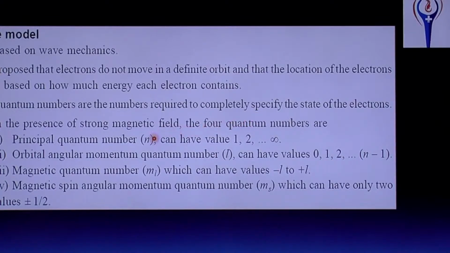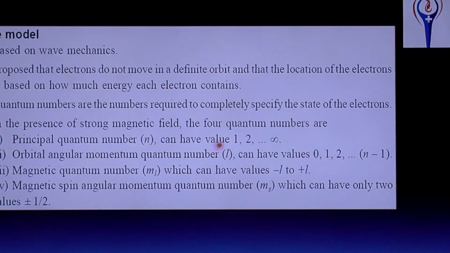The different quantum numbers are, in the presence of a strong magnetic field: the principal quantum number n, which can have values 1, 2, up to infinity. The orbital quantum number, denoted by symbol L, can have values 0, 1, 2, 3 up to n minus 1. The magnetic quantum number, denoted by m suffix L, can have values from minus L to plus L. And the magnetic spin quantum number ms has only two values, plus or minus 1 by 2. That is the spin quantum number.